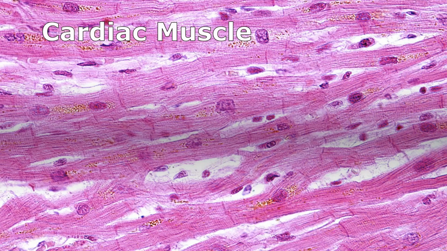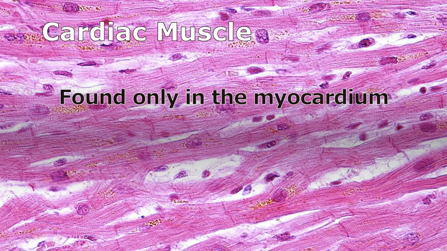Okay, some cardiac muscle here. Again, it looks similar but different, right? So found only in the myocardium. Myocardium is the wall of the heart. It's the muscular wall of the heart. It gives the thickness to the heart. It's the only place we find cardiac muscle. You do not find it in arteries or veins, only in the wall of the heart.